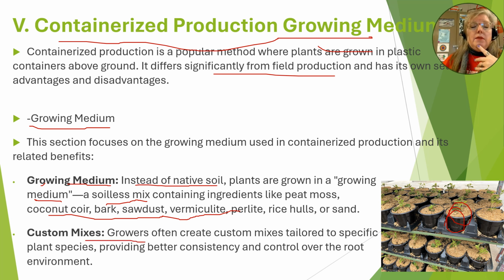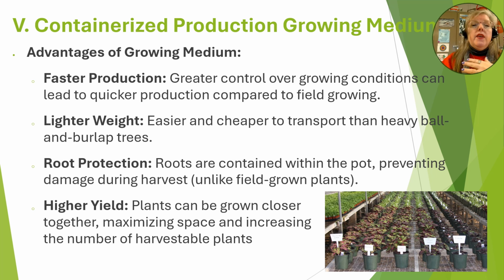They also have custom mixes. The growers will create custom mixes tailored to specific plant species, providing better consistency and control over the root environment. Depending on what the plant needs, they'll design different mixes to match what that plant specifically needs. The advantages of growing medium, you might have much faster production and greater control over the growing conditions, which leads to quicker production compared to field growing. You can grow these things faster and ship them on out.